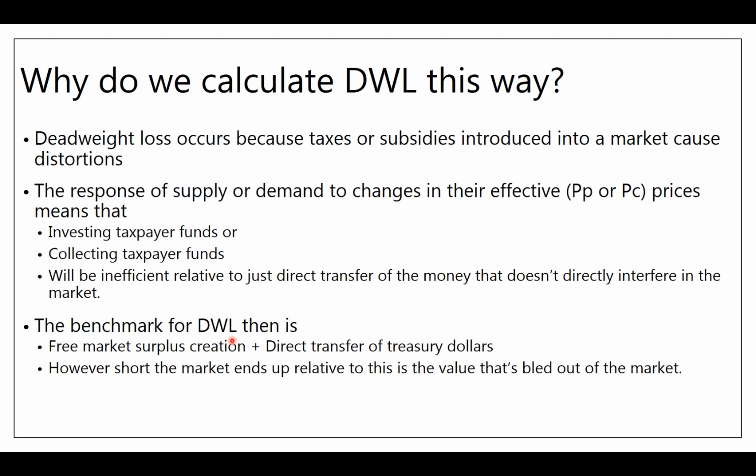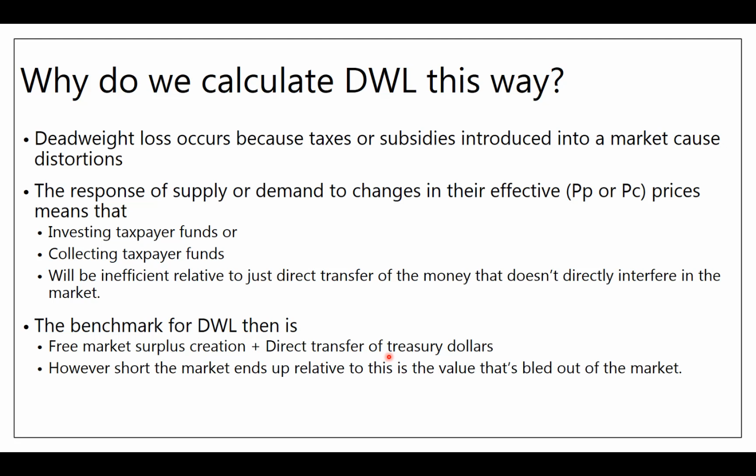Okay, so our benchmark for deadweight loss becomes this sort of equation right here. Free market surplus, right? What's the market surplus, or how does the market work to create all this sort of efficiency and allocate surplus to producers and consumers? And then what is the direct transfer of treasury dollars?